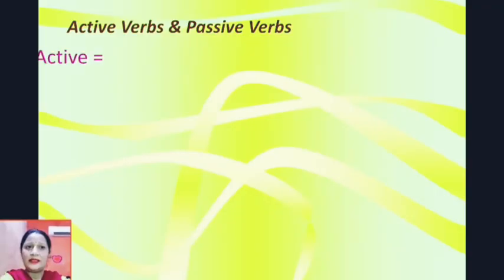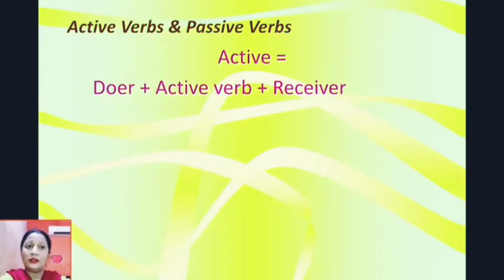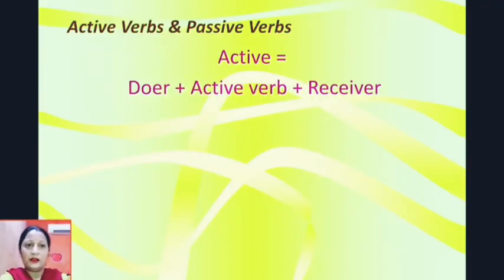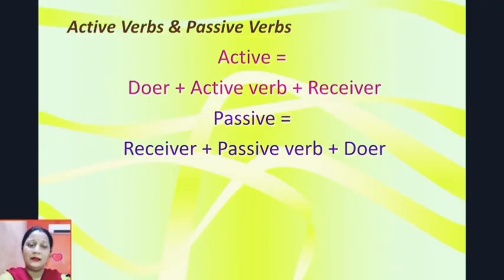Now active verbs and passive verbs. What are the rules further? Active voice is equal to doer plus active verb plus receiver. This is the format of active voice. And in passive voice, it becomes receiver plus passive verb plus doer. In passive voice, whenever the sentence is changed, the doer becomes receiver and the receiver becomes doer. Or you can say subject and object interchange their places.